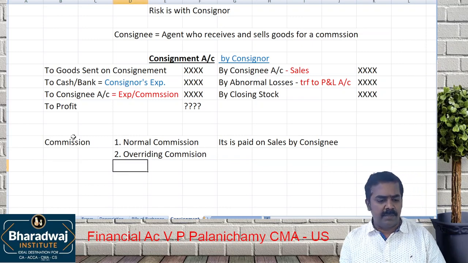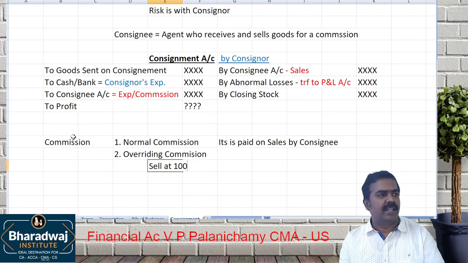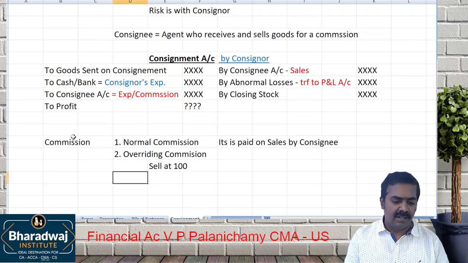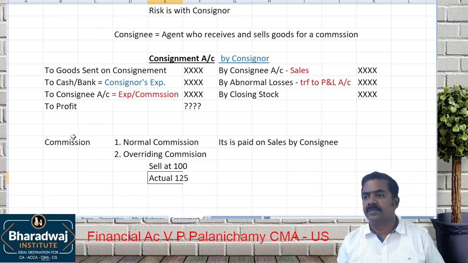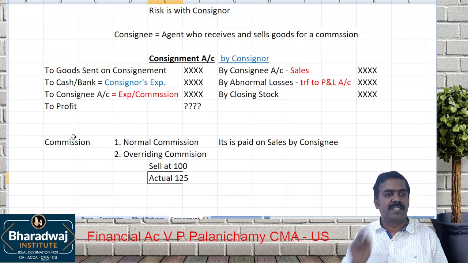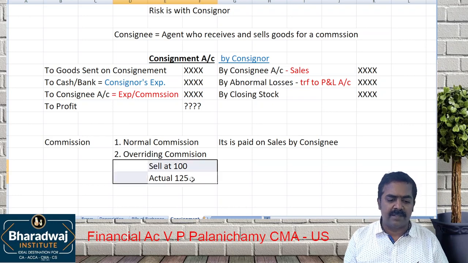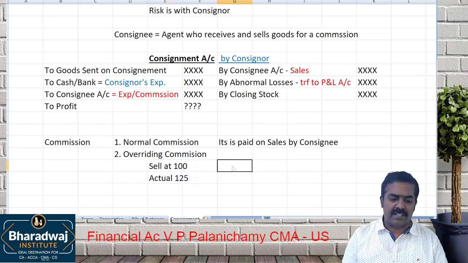What is overriding commission? I will say sell at 100. I will send the goods to sell at 100. But the actual selling price is 125. What is the price at which you have to sell? 100. But what is the price at which you sold? 125. Are you getting extra price? Yes. For this extra price, extra commission is given.